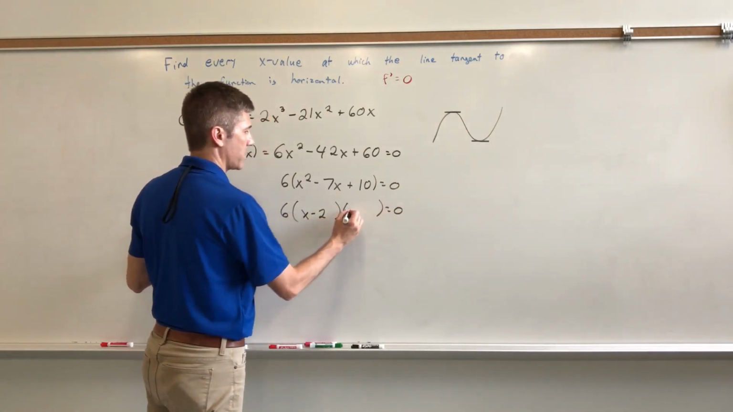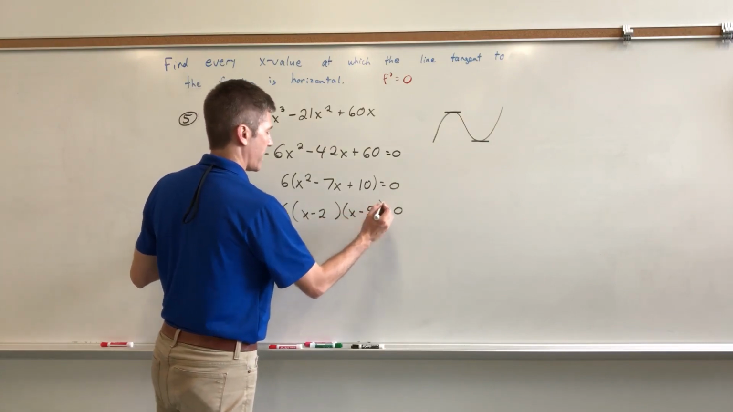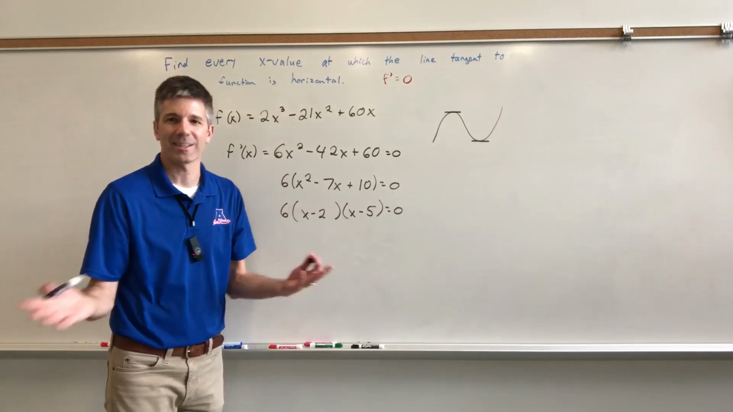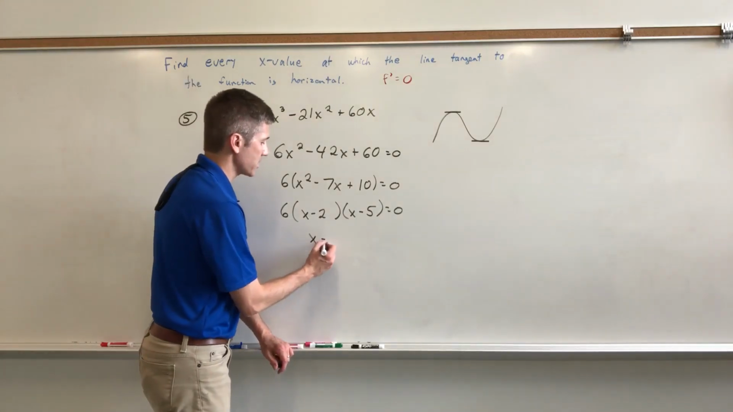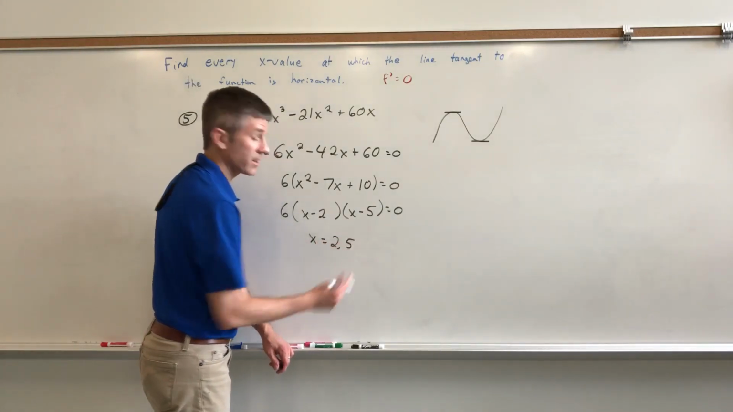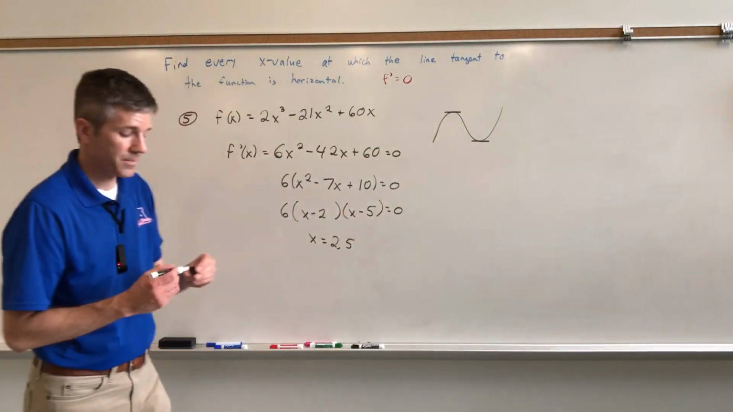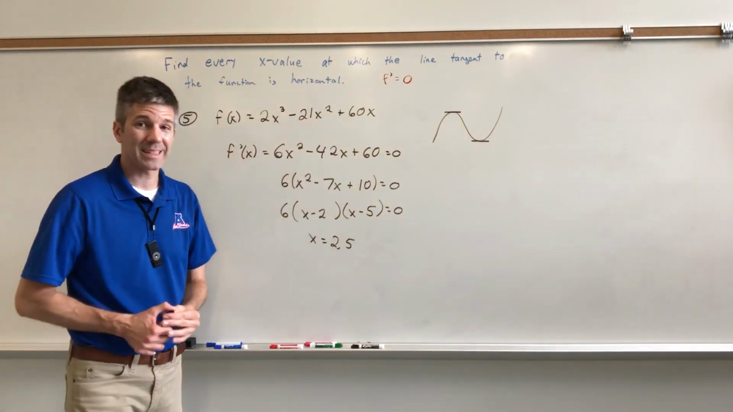x minus 2, x minus 5. There we go. So we have two answers. Obviously 6 equals 0, that's not true. But x equals 2 and x equals 5. And it's at those two x values where we have horizontal tangent lines. Okay, as we go to the next problem, we're going to see a little bit of a difference.